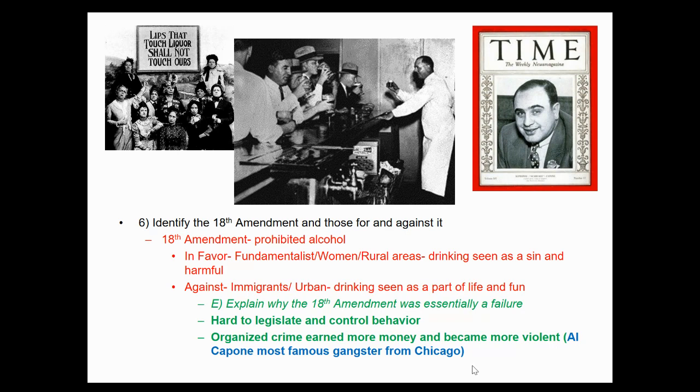The other reason that was a problem is once you made alcohol legal, you made it even more profitable, very much like drugs today, right? And this allowed organized crime to earn more money and buy more guns, and it became more violent. In the upper right hand corner, you have an image of Al Capone. He became the most famous gangster in the United States because he controlled the illicit trade in Chicago, which allows him to control all the alcohol basically in the middle part of the United States.